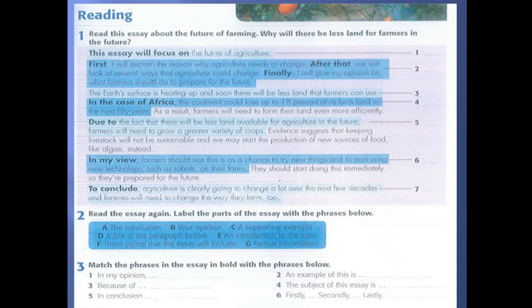As we studied in the last presentation, how to write an essay, it's easy to label them. Let's go ahead. Look at number 1. This essay will focus on the future of agriculture. Right you are. E. An introduction to the topic. So 1 is an introduction to the topic. Okay, let's move to number 2.